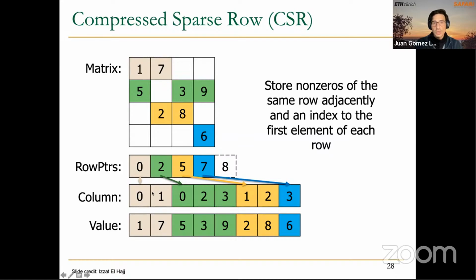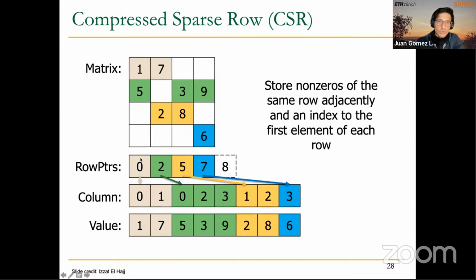We also store the column where each of the elements resides. But now, because all these consecutive elements belong to the same row, we don't need to store the row index for every single element. We can just store a pointer to where the row starts, which is common to all elements of the row.